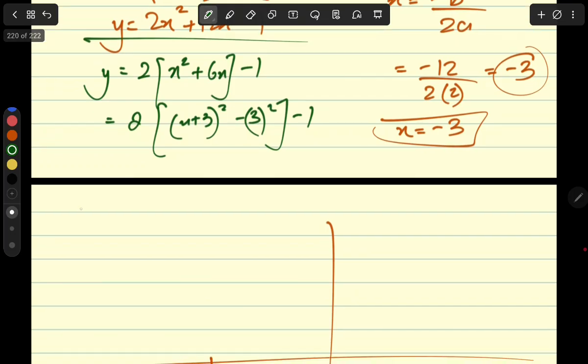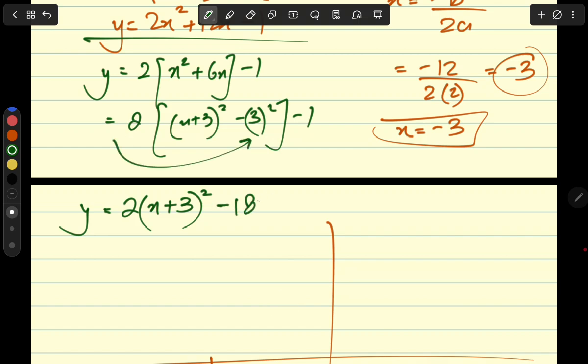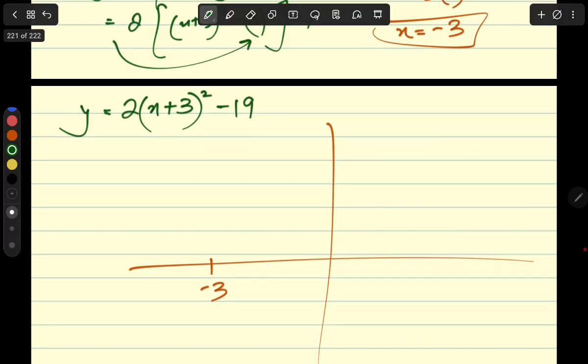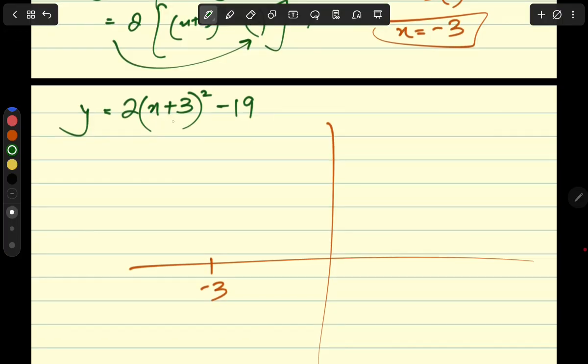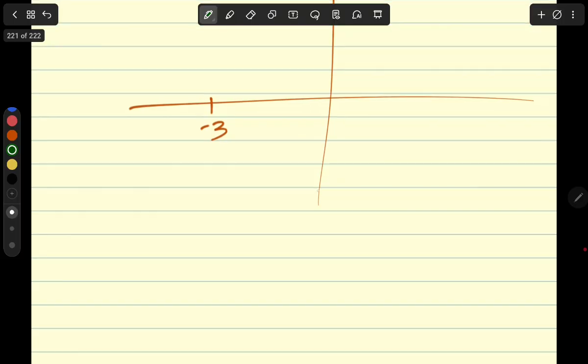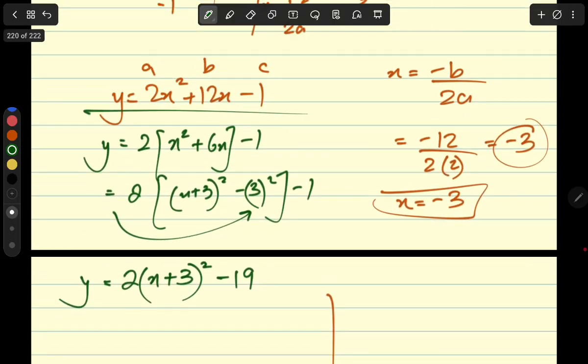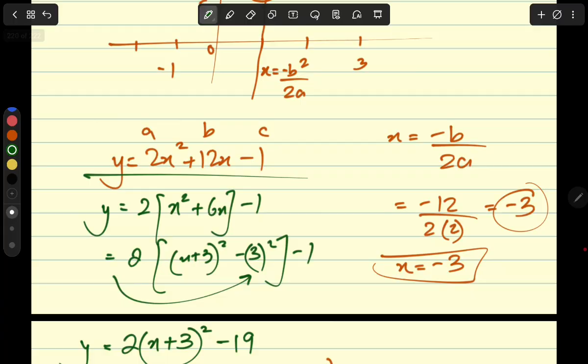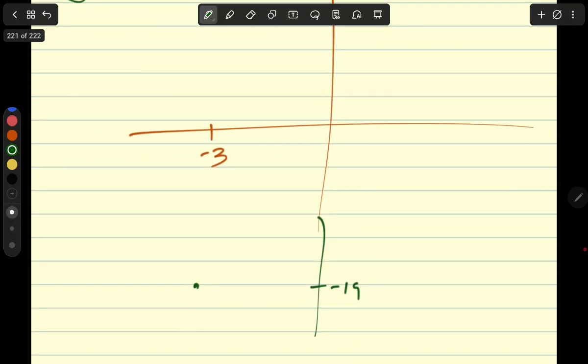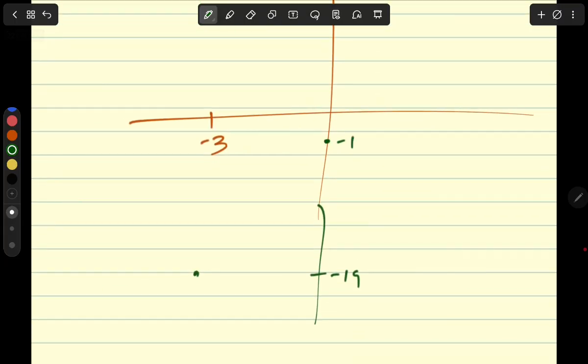Hopefully you should be able to see why I'm doing this quickly, and you would have practiced the questions from your book already. Then this 2 gets multiplied inside as well. So this is minus 18 minus 1, which is minus 19. So the turning point is at x equal to negative 3, in order to give me the bracket 0. So minus 3 comma minus 19 is the turning point. And if I take x as 0, I get minus 1 as y. So the y-intercept is at negative 1.